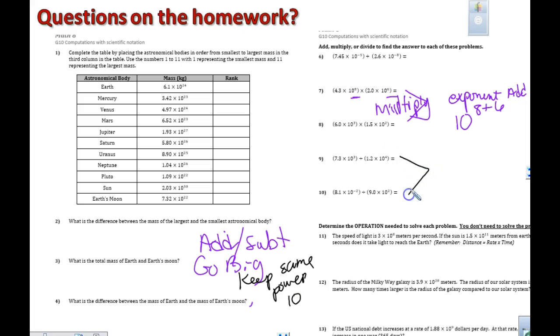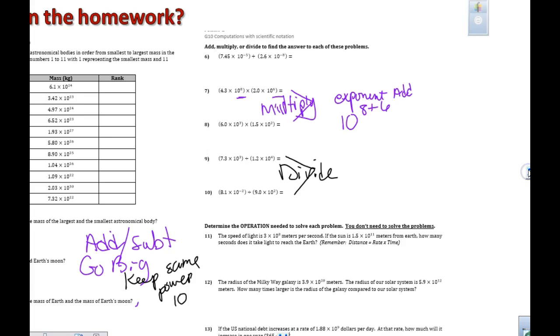So, Elena, when we divide on these last two questions, what did you do with your power of 10 when we're dividing? We are going to subtract the exponents. If we are subtracting those exponents, because we had 10 to the third minus 4, right, to give us 10 to the negative 1. And then you're dividing the coefficients, right? So you divide 7.3 divided by 1.2.